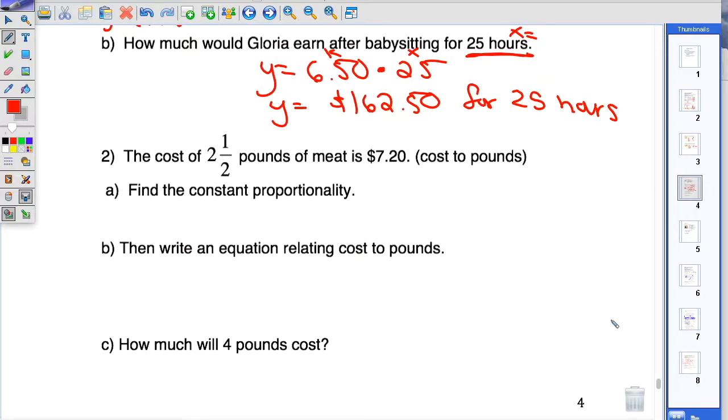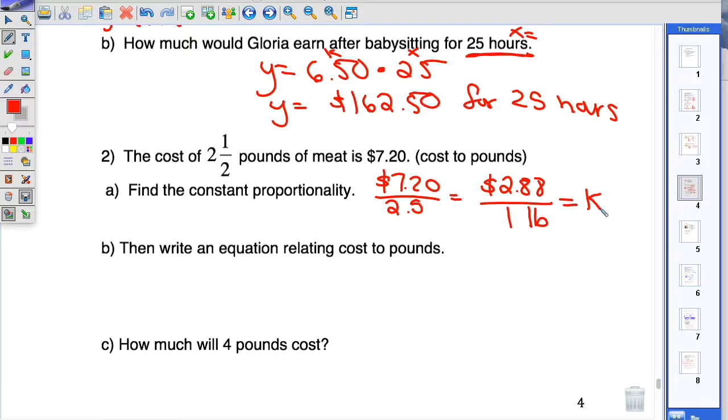Number 2. The cost of 2.5 pounds of meat is $7.20. And we want to represent this cost to pounds. We want to find the constant of proportionality. So we want to put our cost, $7.20, over your number of pounds. And we can convert that to a decimal, 2.5 pounds. When we divide that out, the cost of the meat is $2.88 for 1 pound. So that's also your unit rate. That equals your k, your constant of proportionality, how much the meat costs per pound.